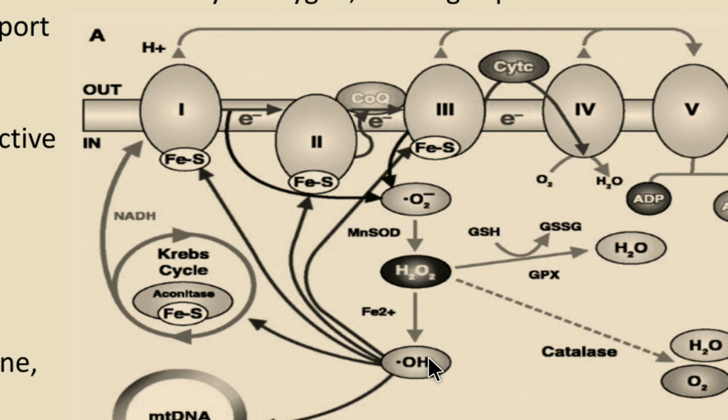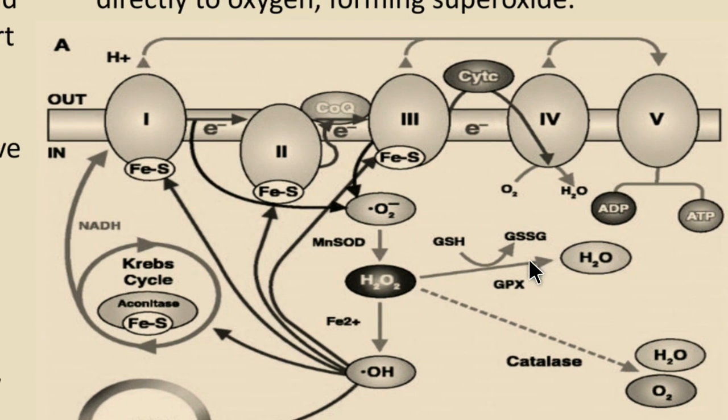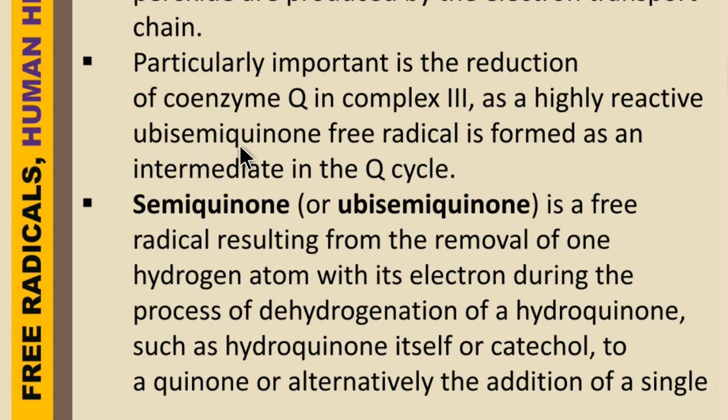formation of the hydroxyl group, and there will be the reduction by the enzyme, formation of the water, and hydrogen peroxide can also be catalyzed to water and oxygen. Now, the UB semiquinone free radical is formed as an intermediate in the Q cycle.